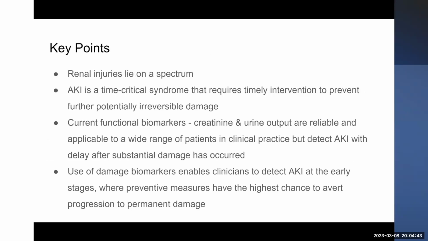So to sum it up, the key points that we should remember are that renal injuries lie on a spectrum from AKI to CKD, and it is a time-critical syndrome that requires timely intervention to prevent further potentially irreversible damage. The current functional biomarkers like creatinine and urine output are reliable over a wide range of patients, but detect AKI with delay and after substantial damage has occurred. The use of these new biomarkers like TIMP2 and NGAL can enable clinicians to detect AKI at an early stage where preventive measures can be started, and that has the highest chance to avert progression to permanent damage.